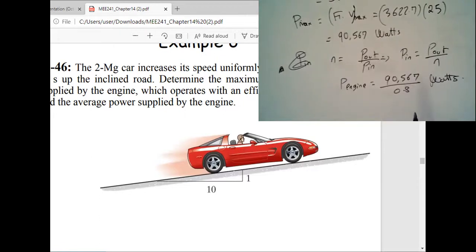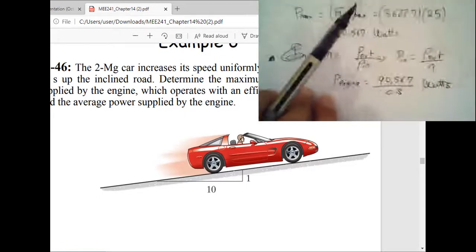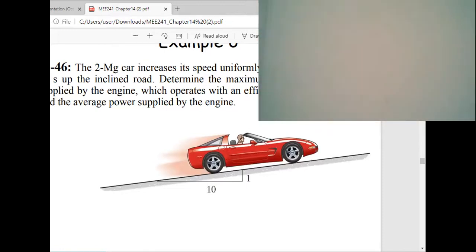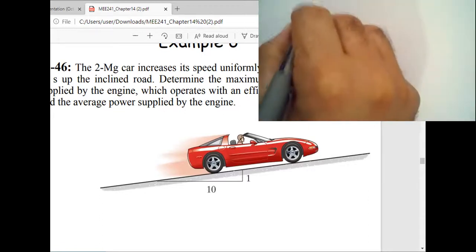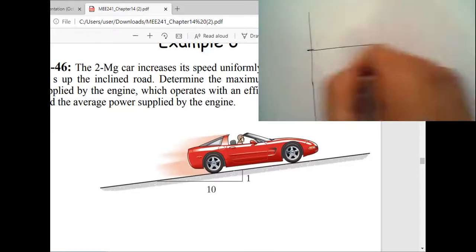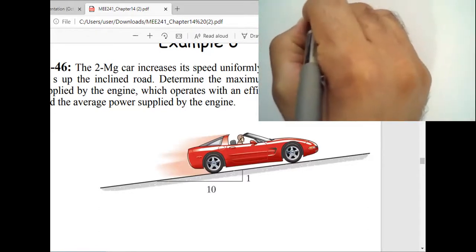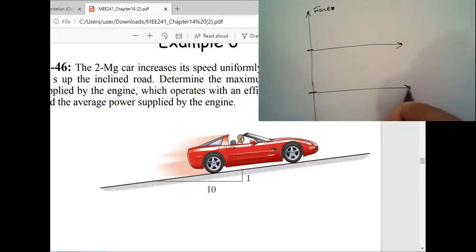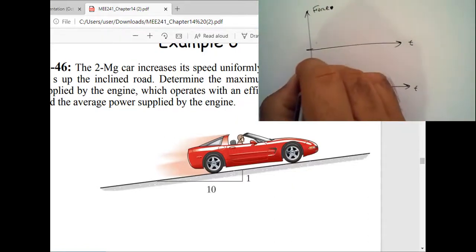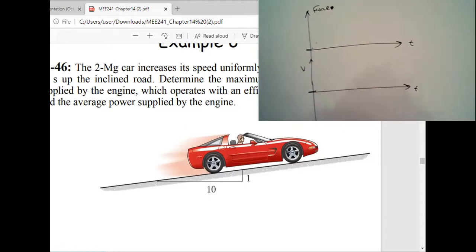Now, if you want to get the average power, one thing that I like to do when I'm dealing with power is to actually plot everything together. You know what I mean? So we can do this. We can plot the force, just force, one force. We can plot the velocity, and here we can actually plot the power.